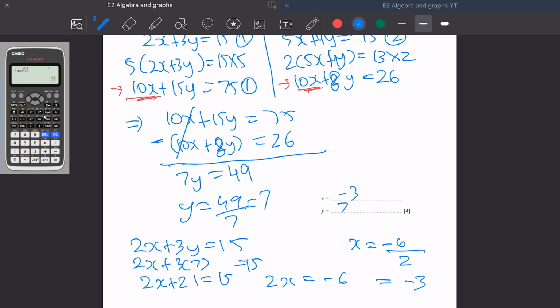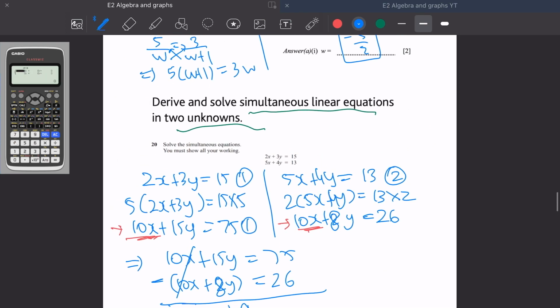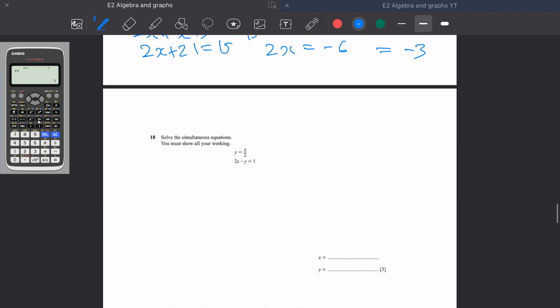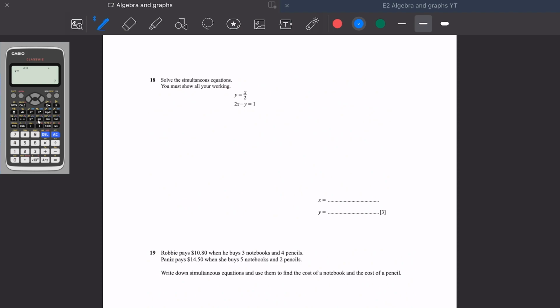Now we can cross-check answers to simultaneous equations using a calculator. Press menu, press A, press 1, press 2. Let's enter the two original simultaneous equations. 2, 3, is equal to 15. 5x plus 4y is equal to 13. You get x is negative 3 and y is 7. So our answer is correct. This is a good way to cross-check your answer.